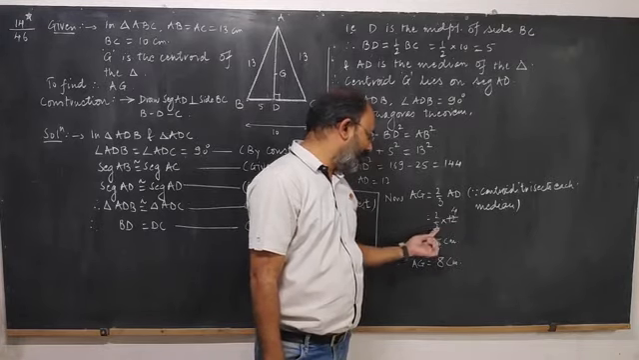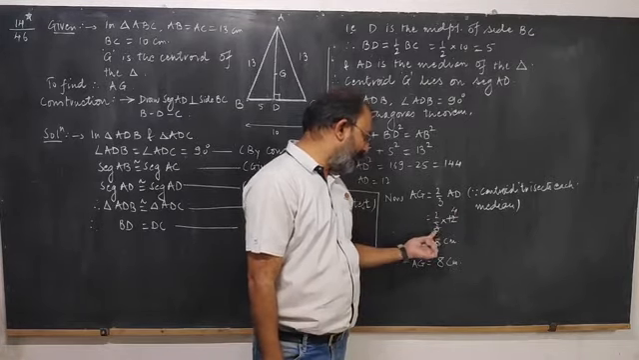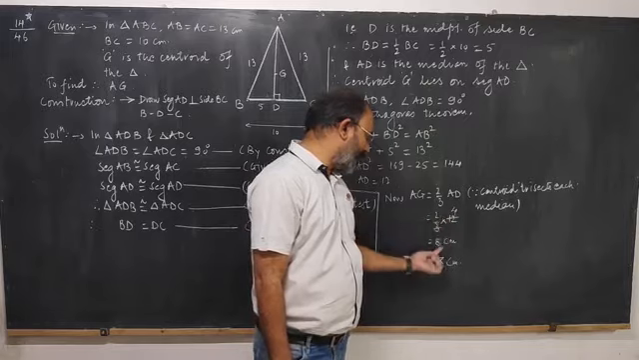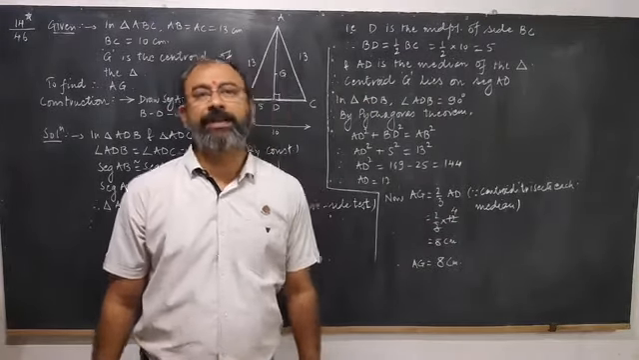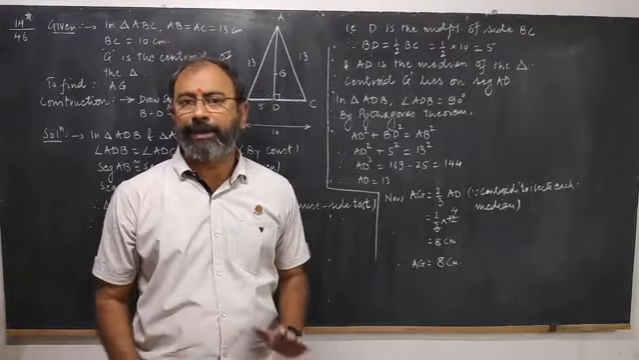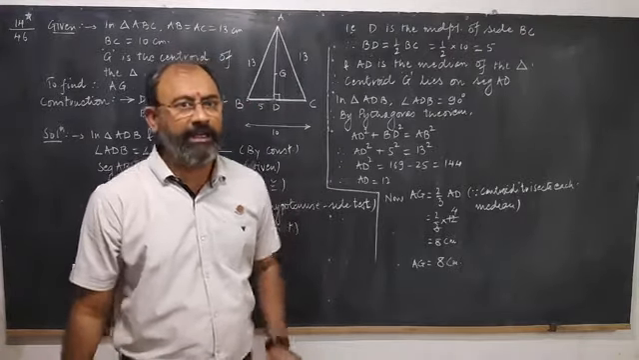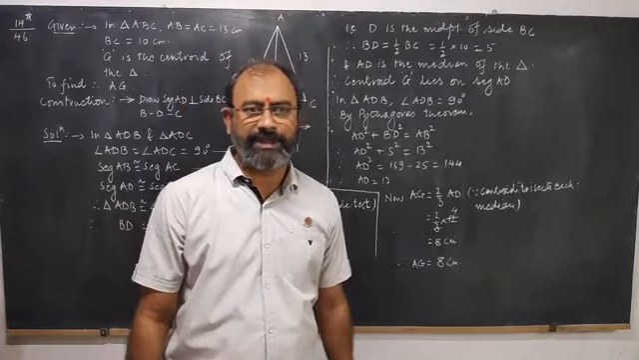AD is 12. So 12 can be cancelled by 3. 3 4s are 12 and 4 2s are 8. So AG comes out to be 8 centimeters. A good example to write. Again, you need practice to write the solution of this example.